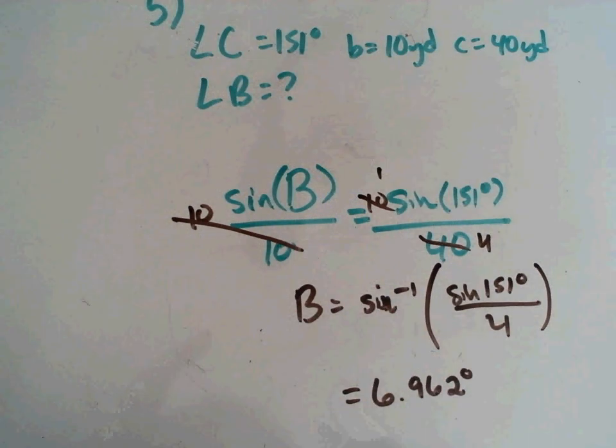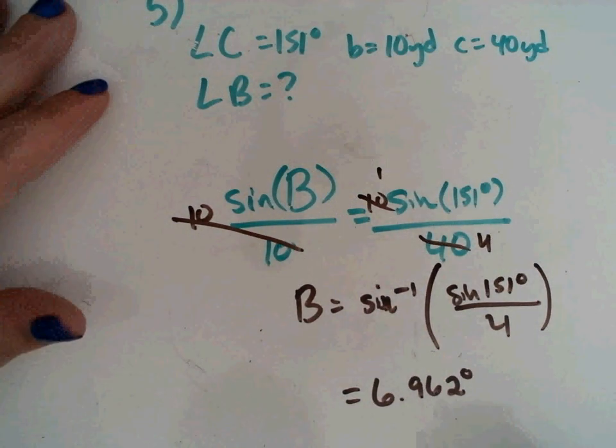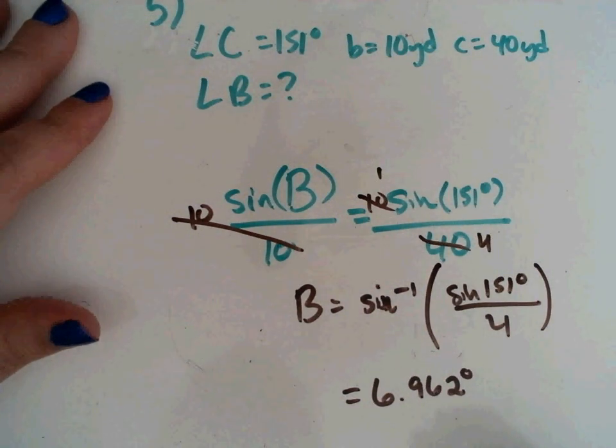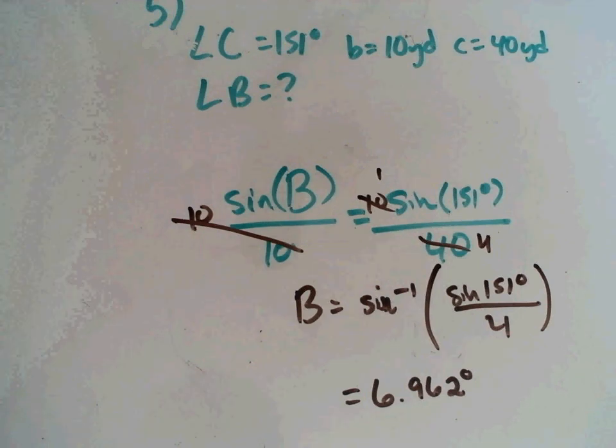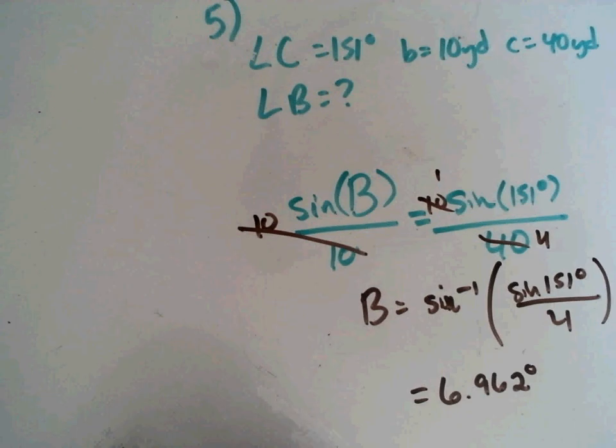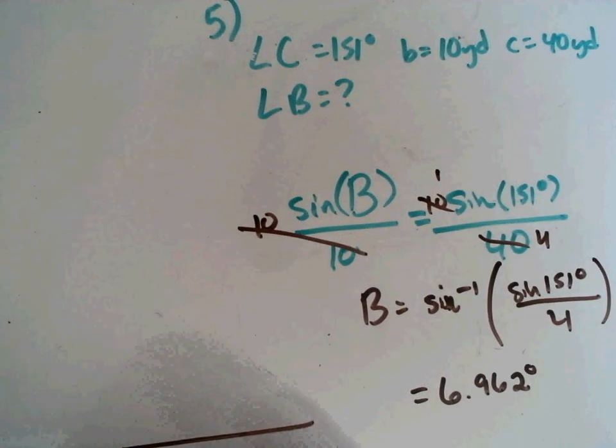Now, let's talk about the feasibility of this. We didn't really talk about the feasibility in number 2. We just kind of went with it. I'm going to go ahead and talk about it right here, though. So I've got an angle C that's 151 degrees. So this is 90, and 151 is like right in here.